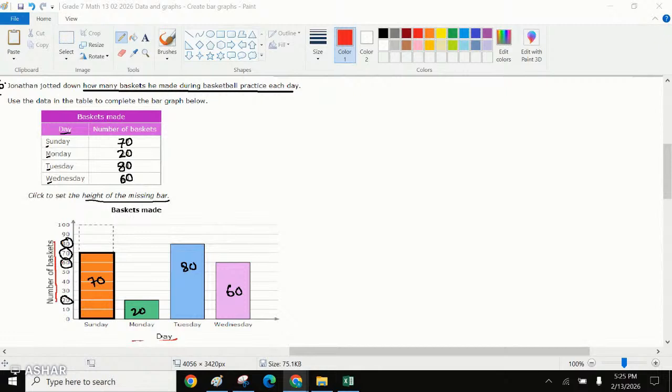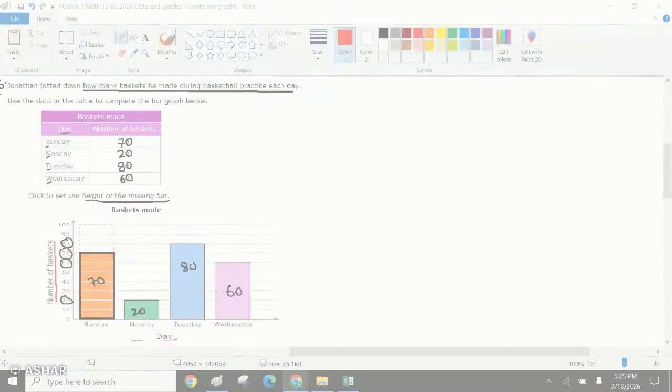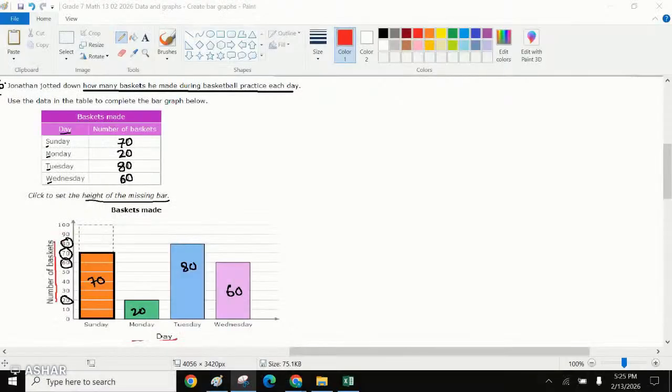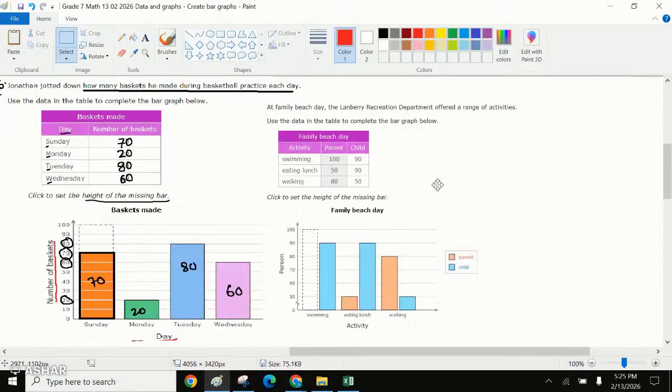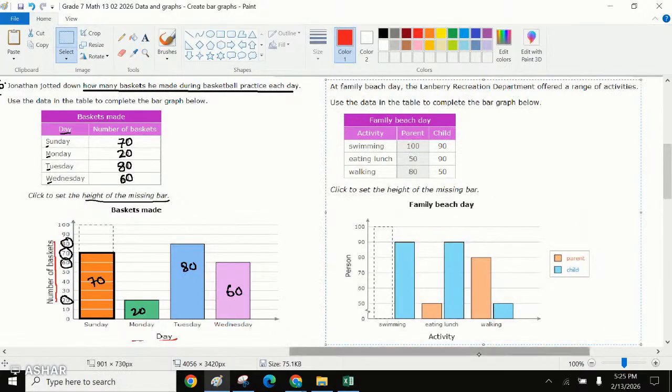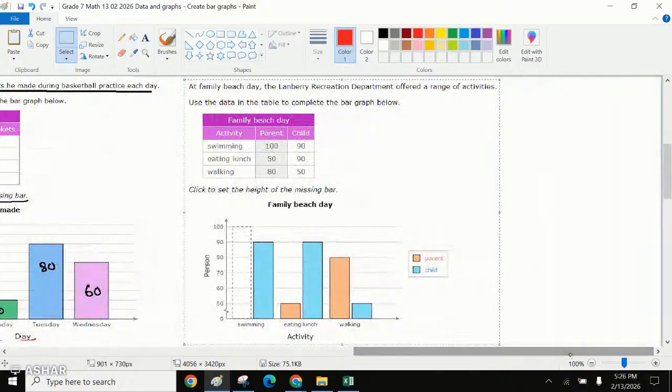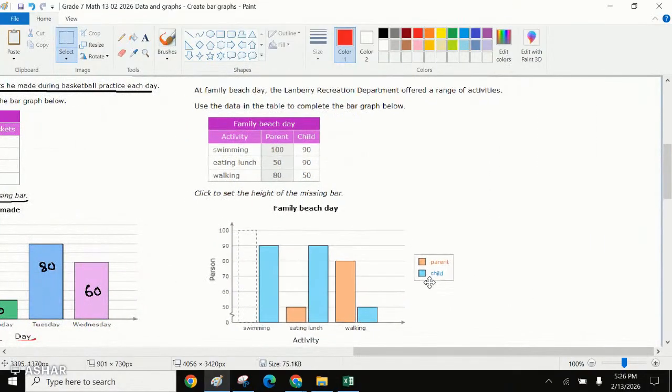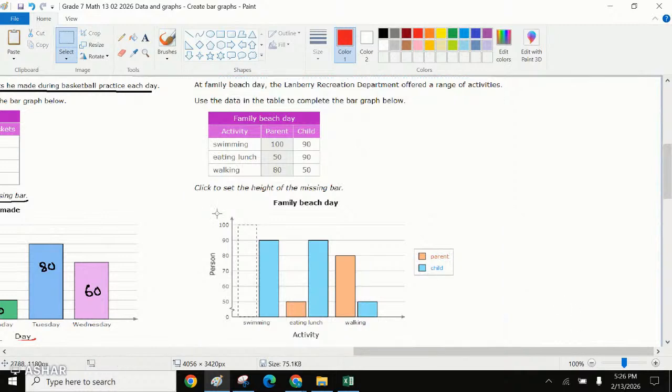Any questions up till now? If there are any questions, kindly let me know so that I may answer them first. Right now, I just gave you an example or two of how to find the information. But our main focus is not finding the information, because the chapter says creating bar graphs. So our focus would be how to create a bar graph from the information that has been provided to us.